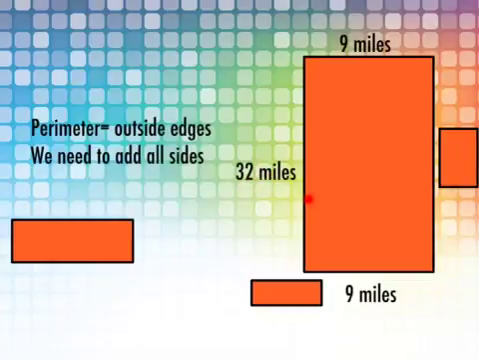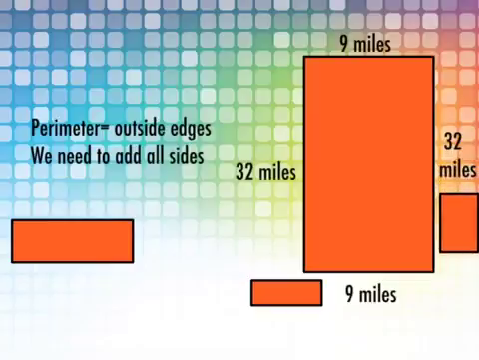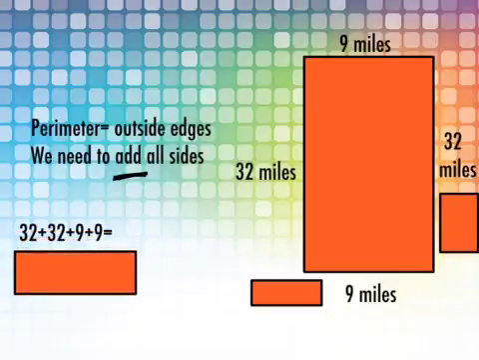Okay? And then I do the same thing with this side. I see that this line is as long as this side. So if this side equals 32 miles, then this side also equals 32 miles. So now we need to do what? We need to add all the sides. So that means that we're going to take 32 plus 32 plus 9 plus 9, because that's all 4 of my sides. So with area we multiply, and we only multiply 2 sides. With perimeter we add, and we add all sides.